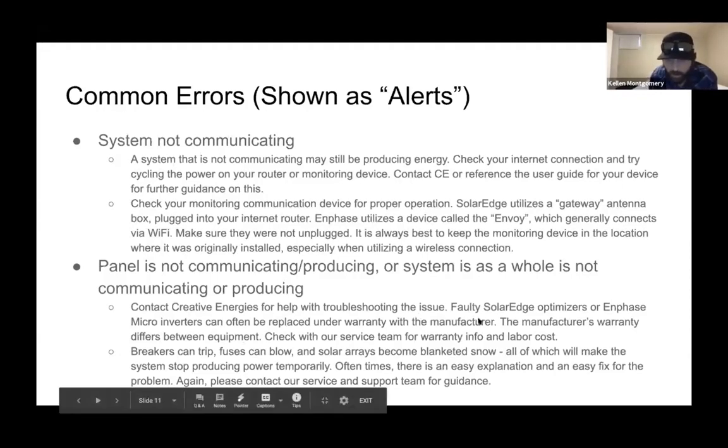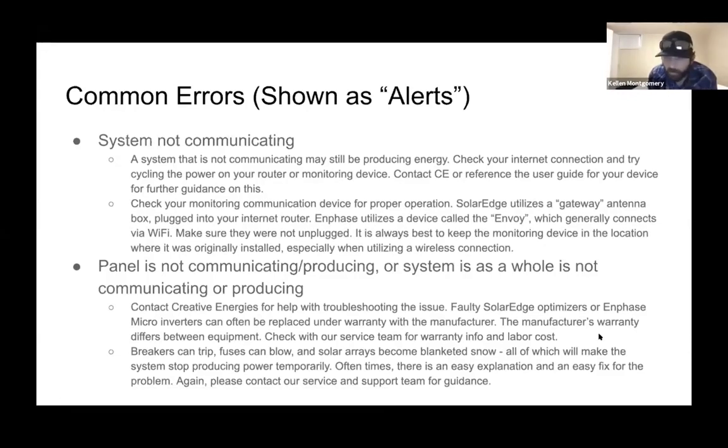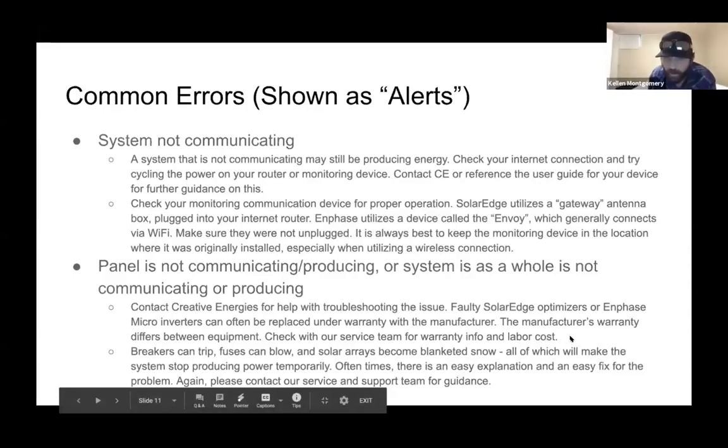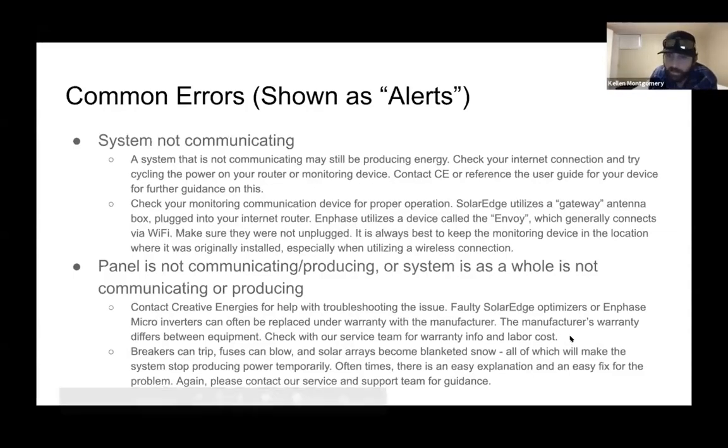Obviously, the manufacturer's warranty differs between equipment. The SolarEdge system carries a bit shorter warranty than the Enphase microinverters do. Microinverters are warrantied for a period of 25 years. But again, check with our service team and check with the warranty information that came with your product just to confirm that warranty period. But if your solar system is relatively new, especially, all of your equipment should be under warranty.